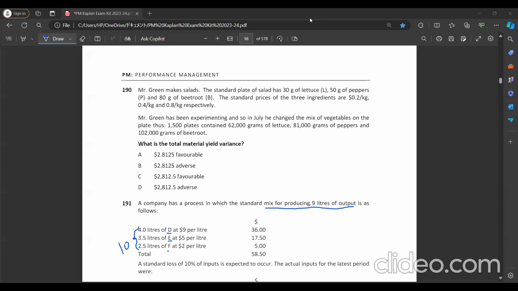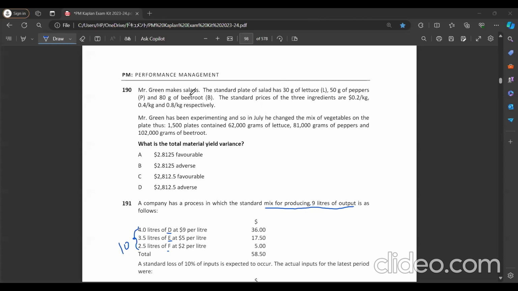To continue with, let's answer question number 190. What is the total material yield variance? Now that we have learned two methods, we'll apply the second method in terms of calculating material yield variance, a comparison between the standard yield and the actual yield applied at the standard rate.